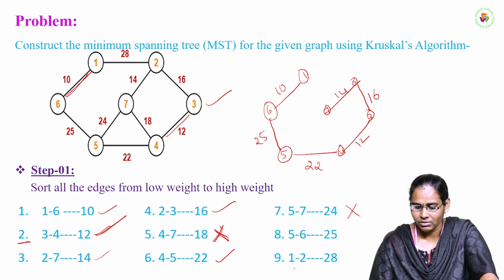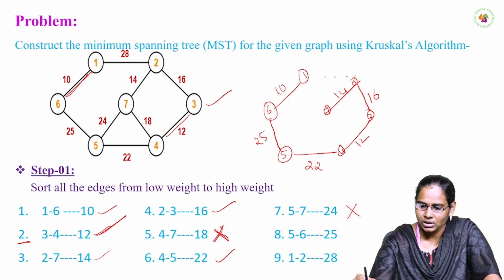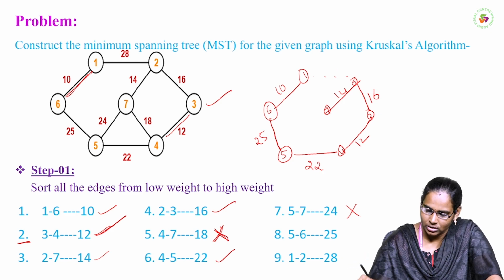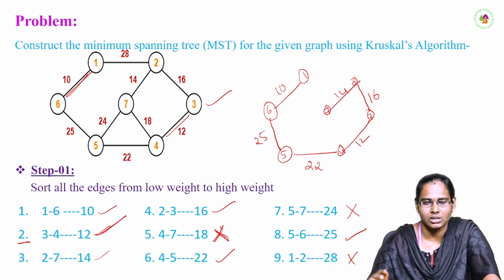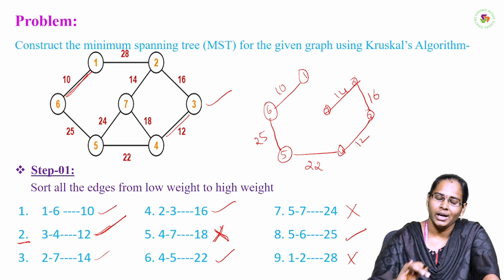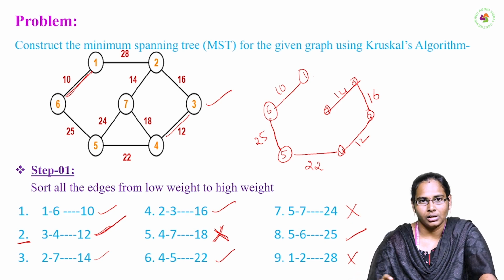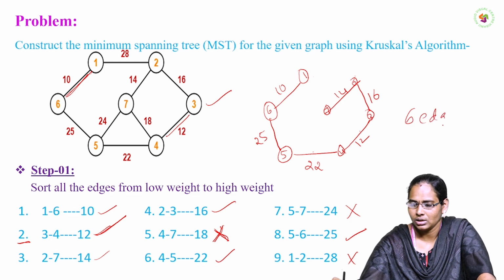And the last one, 1 2 with 28. Connecting 1 2 again forms a cycle, so we reject this particular edge also. Rejected. So finally all 7 vertices of the given graph are visited here. Then what is the number of edges? 6 edges and 7 vertices.